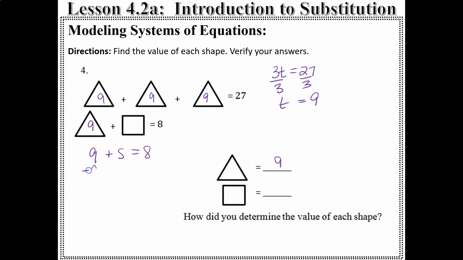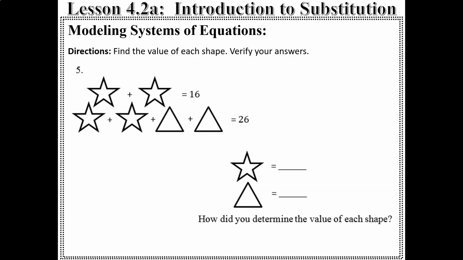Then I'm going to subtract 9 to isolate the square. And I have the square as -1. So how did we do that? We took 27 and divided it by 3 to get one triangle, and then we replaced the value of the triangle into the second equation. Okay, moving right along.